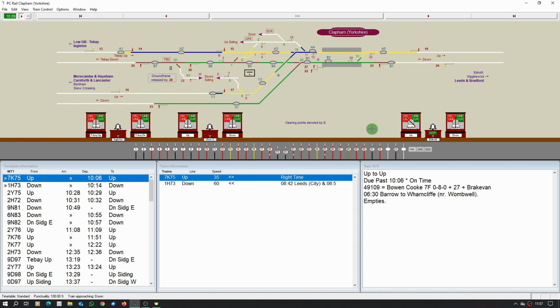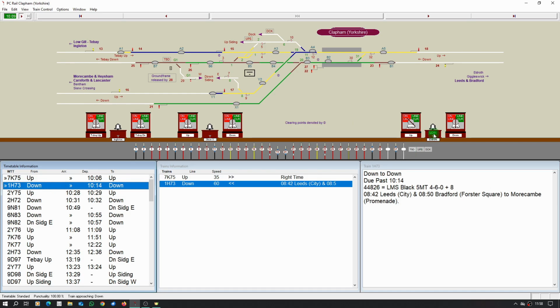Right, got a little gap there. Class 1's been offered on the down, which we can accept. I'll leave these points set in this position, since that seems to be the norm. So this one, Leeds City, 8:42 from Leeds and 8:50 from Bradford to Morecambe Promenade, so they must join up somewhere.